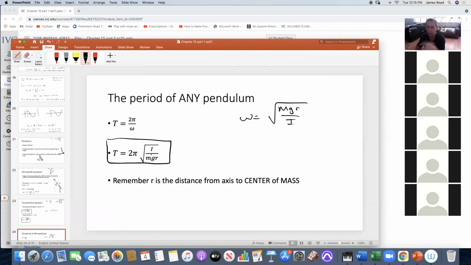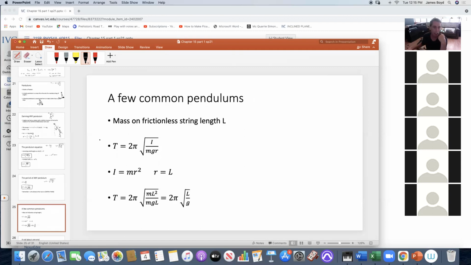Now, I is the moment of inertia for whatever you made your pendulum out of. Little r is the distance to the center of mass of that object. So let's do a couple of soft examples to prove that's true.